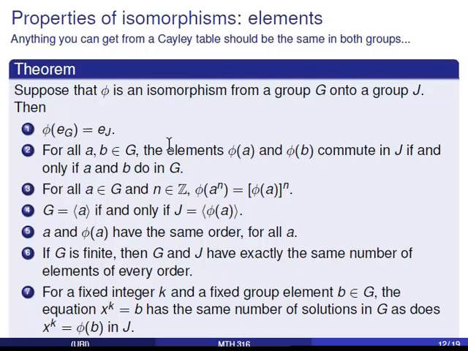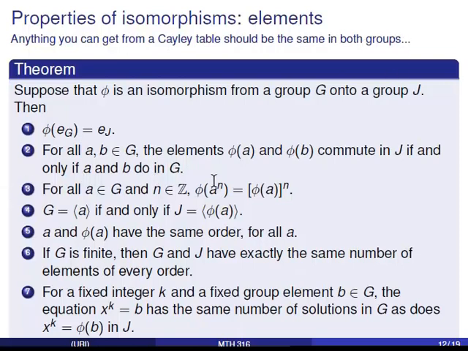Also, if A and B commute in G, then phi of A and phi of B are going to commute in J, and vice versa. Now, one thing you can notice is that these are properties that you can recognize by looking at the Cayley table. Looking at the Cayley table, we're going to be able to see what the identity of the group is. Looking at the elements A and B in the Cayley table, we're going to be able to tell whether they commute or not. And in general, anything you can get from the Cayley table should be the same in both groups.